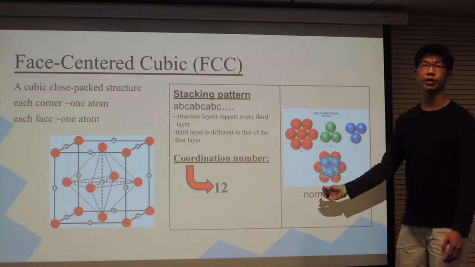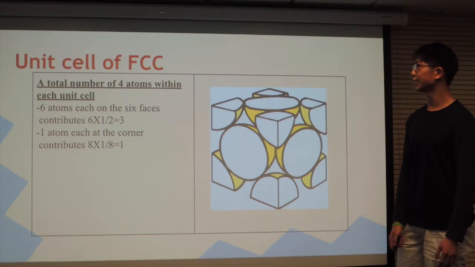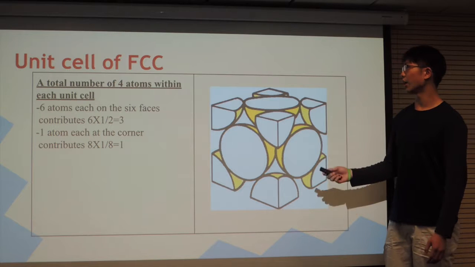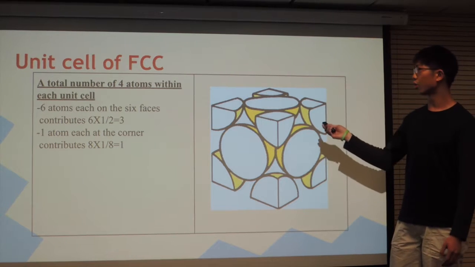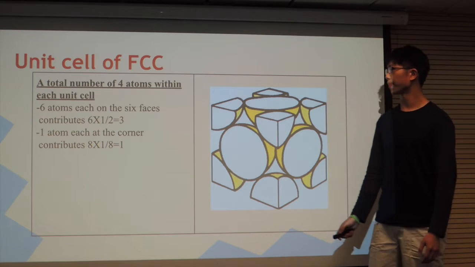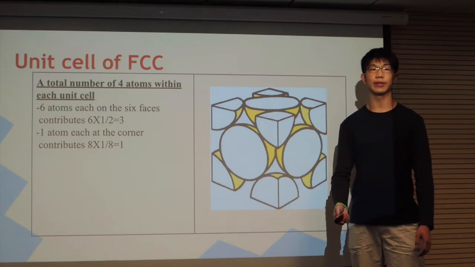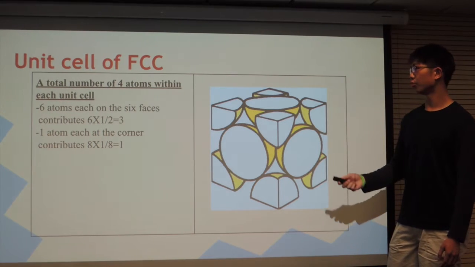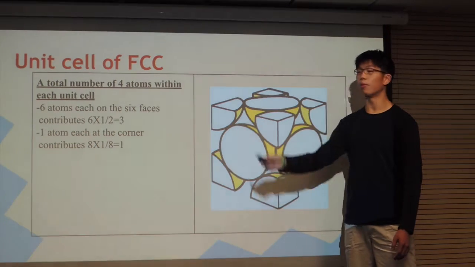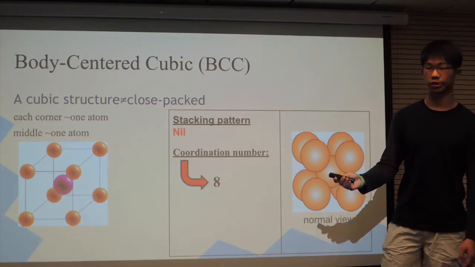The right hand side shows the normal views for the face-centered cubic structures. And this is the unit cell of face-centered cubics. You can see there are 6 atoms at each of the faces of these structures, so it has to be multiplied by 1/2, so it adds up to 3. Then considering 1 atom at each of the corners, that makes up to 1 atom, and together they form 4 atoms.